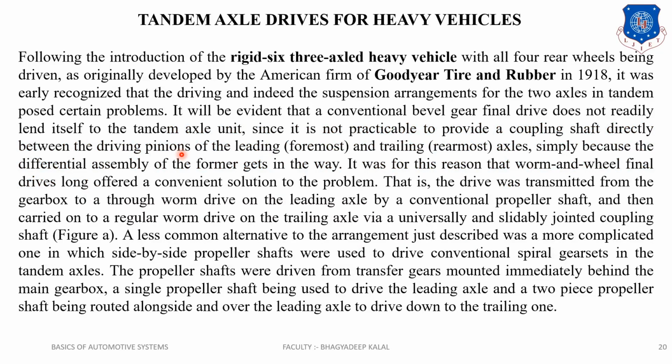But this tandem axle was firstly made by the American firm Goodyear Tire and Rubber in 1984. It was early recognized that the driving and indeed suspension arrangement for the two-axle tandem possessed certain problems. It was evident that the conventional bevel gear final drive does not readily lend itself to tandem axle units. So it is not practicable to provide a coupling shaft directly between the driving pinions of the leading and trailing axles.